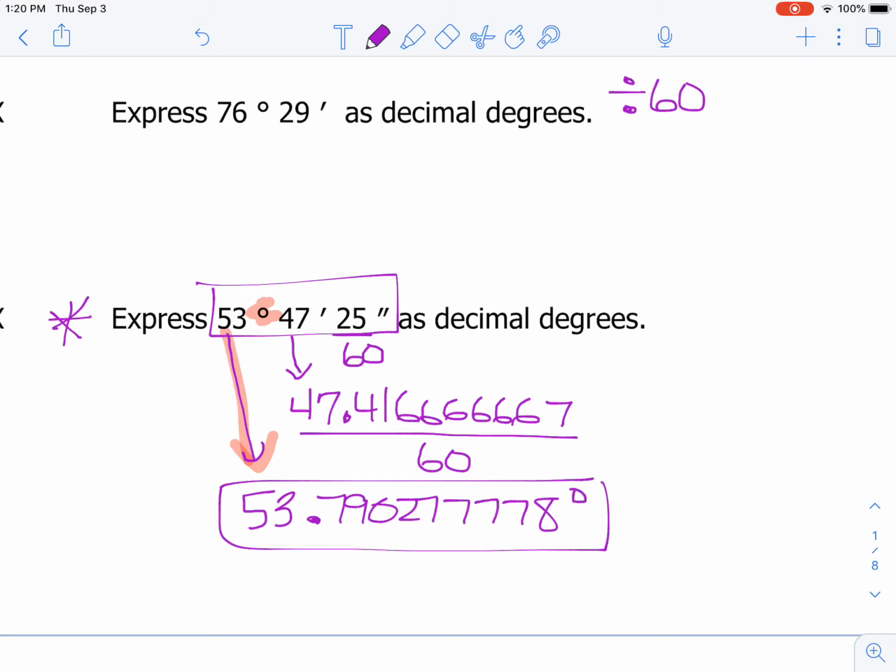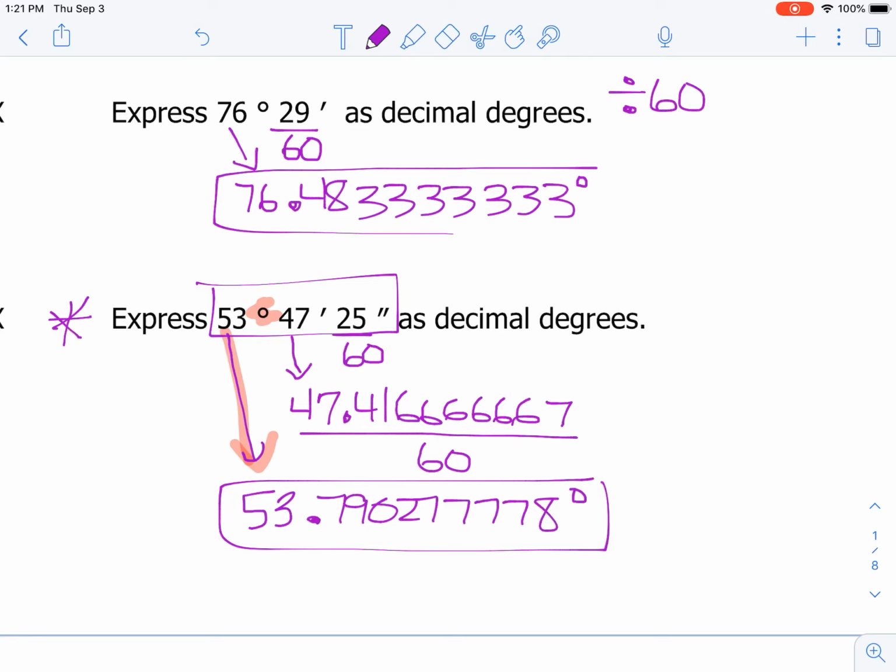Alright, so let's do another example of this. This is taking degrees, minutes, and seconds and turning it into a decimal degree. This one we divide by 60, working backwards. 29 divided by 60 is 0.48, whole bunch of threes. I'm putting the 76 on, and when I put that 76 degrees onto the front of it, that's how I know I'm done. So this one, since it only had minutes, I'm only going to divide by 60 one time.